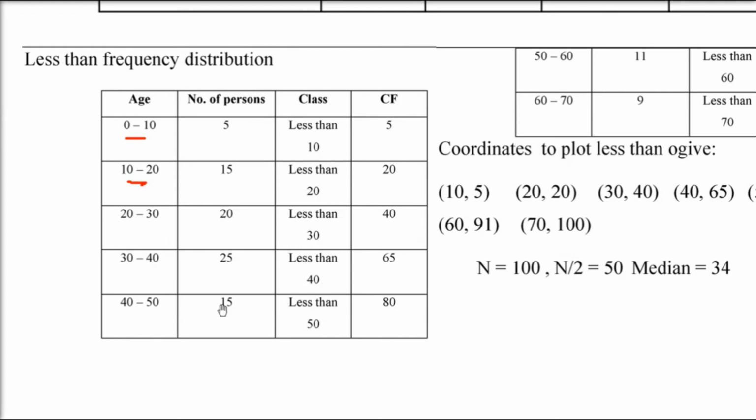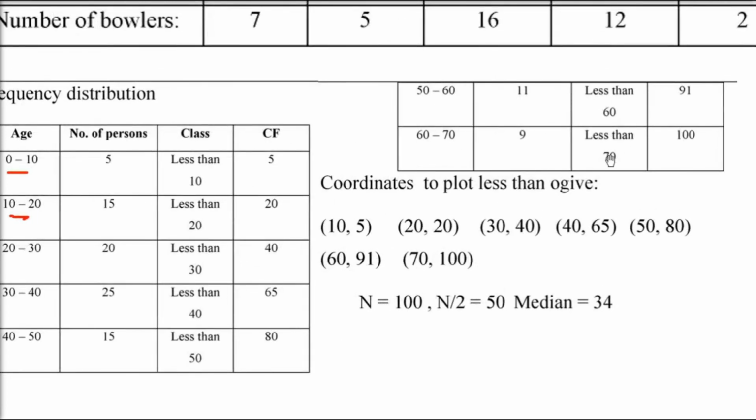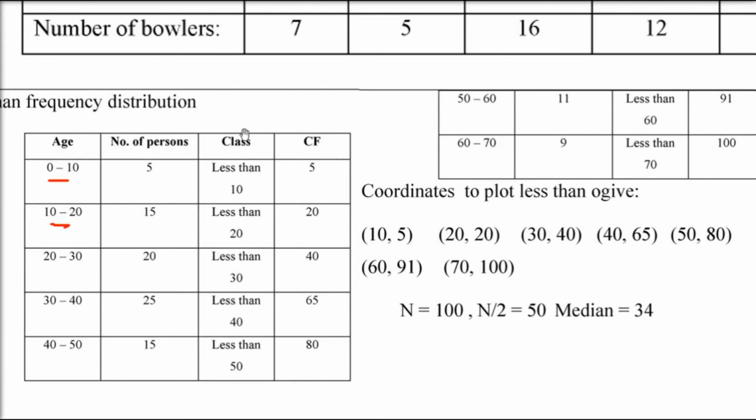Less than 40, add all of these till 25, add them. Less than 50, you can add them all. So it will be 80. So this cumulative frequency is the y coordinate. Less than 60 and less than 70, up till 100 you have to go. Now to make an ogive we need x coordinate and y coordinate. So the x coordinate will be the higher limit of the age. In age we have lower limit and higher limit. The x coordinate of the ogive will be the higher limit, that is 10, 20, 30, 40, 50.